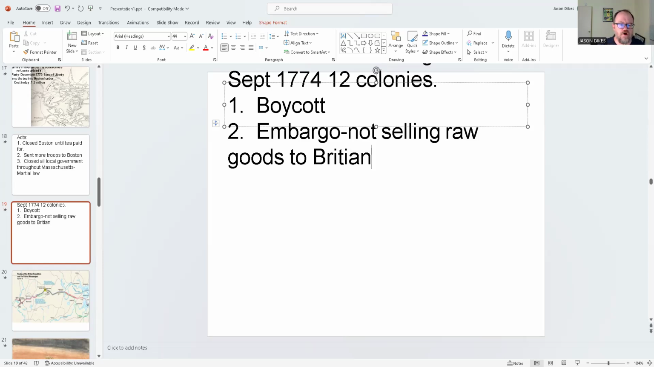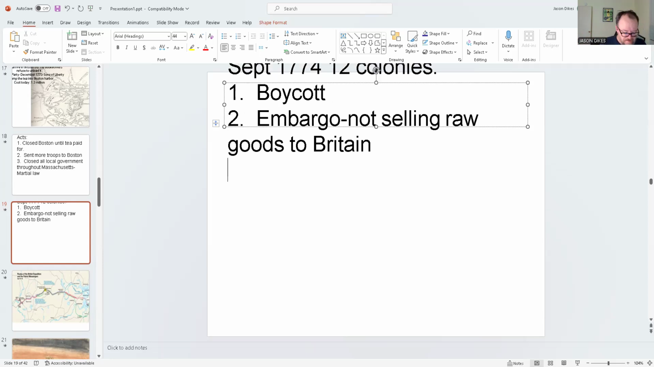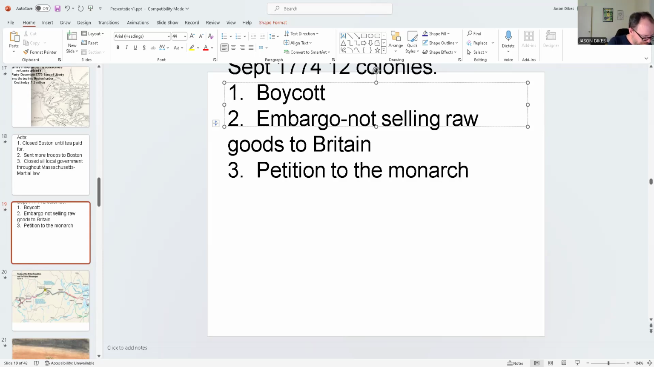Remember, there's a lot of raw goods that come from the colonies. There's tobacco, there's foods, there's timber, lumber. So we're going to try not selling it to them, see if that gets their attention. And then finally, a petition to the monarch, much like we saw with the Stamp Act Congress.